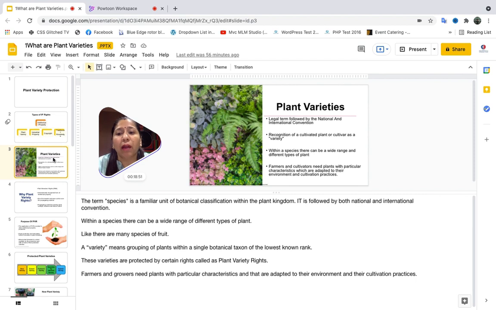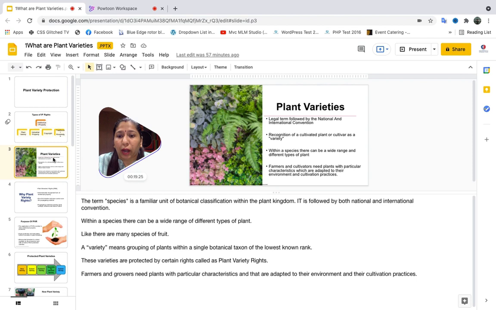But when I say I have different variety of a particular fruit, that means I have a different grouping, or I have a different genre of that particular fruit. Let's say I have different varieties of mangoes, I have different varieties of apples. So, a variety is basically a grouping of plants, a grouping within a single botanical taxon. Now, these plant varieties are basically protected by certain rights called plant variety rights.